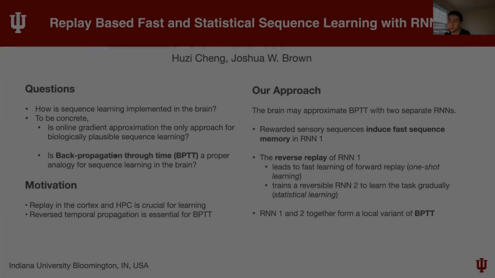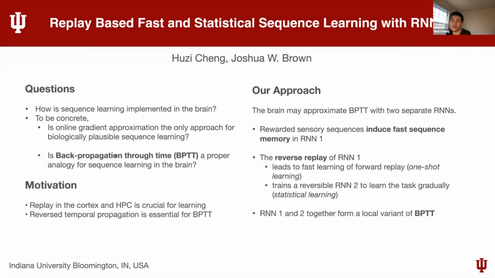So our project is about replay-based fast and statistical sequence learning with recurrent neural networks. So basically the general question we're trying to attack in this project is how is sequence learning implemented in the brain? And more specifically, we're asking two separate questions. So the first is, is online gradient approximation the only approach for biologically plausible sequence learning?